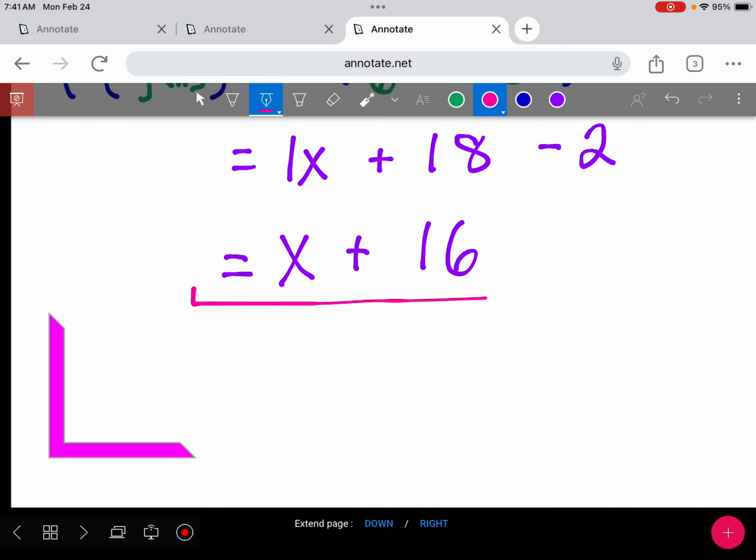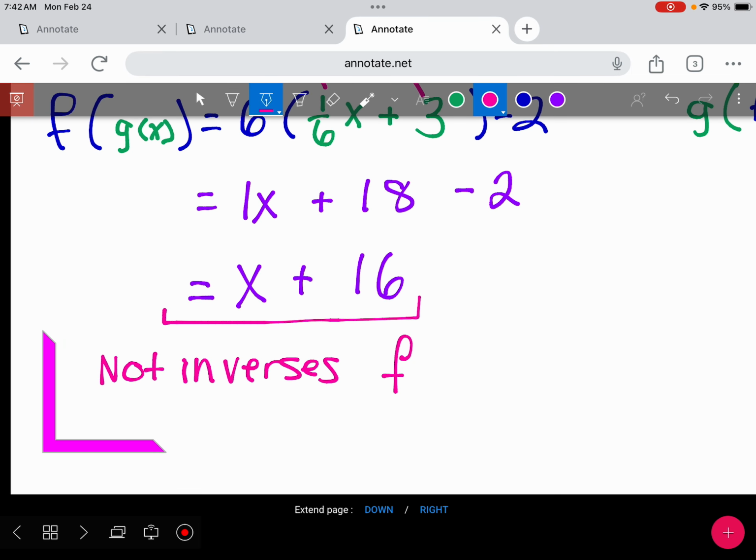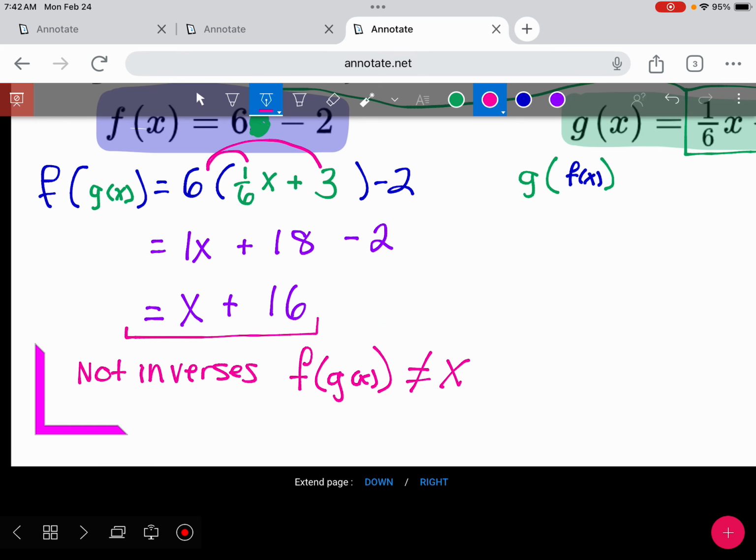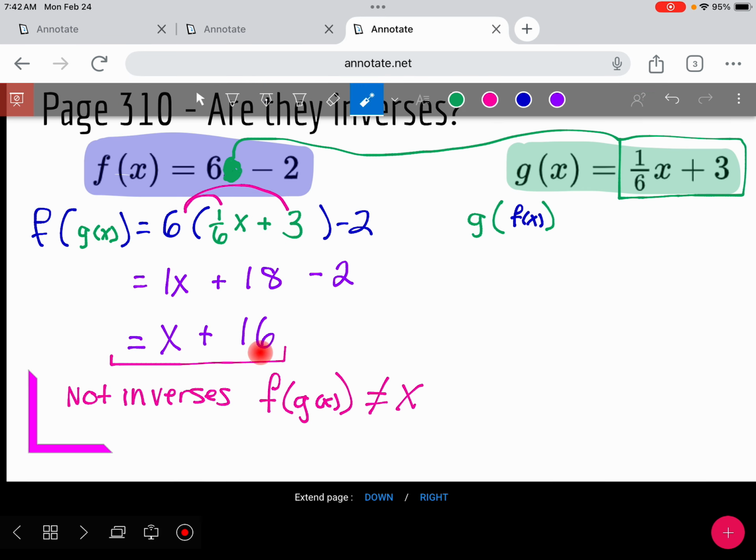So we can tell right here, these are not inverses. Because our f of g of x does not equal x. It has to equal x, just the x and only the x. We're going to practice the other side just to see that side too, just so we can practice our composition again. But 1 is enough to tell us this is not the same thing as x. This is x plus 16. It's very similar, but it's not exactly the same.